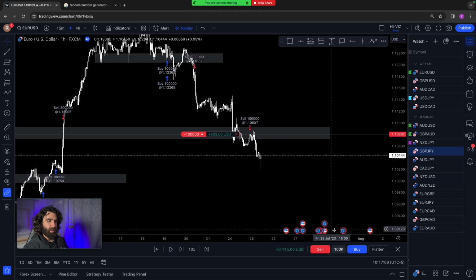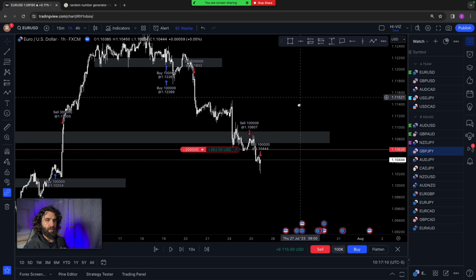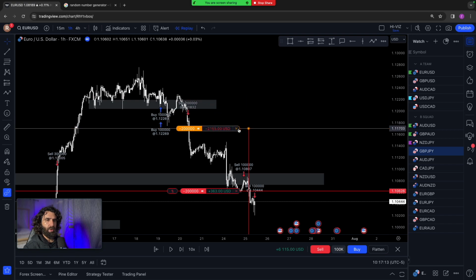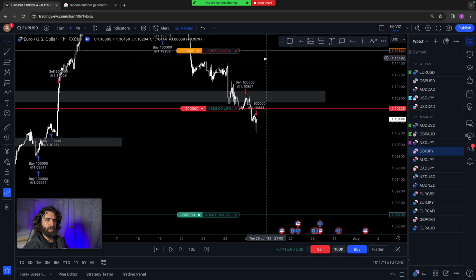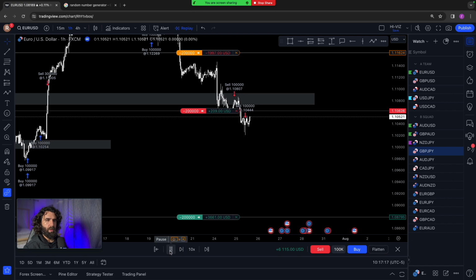Let's see. Looks good. Let's go ahead and sell again. We're going to have to bring our stop down for sure to control risk. Let's keep it moving.